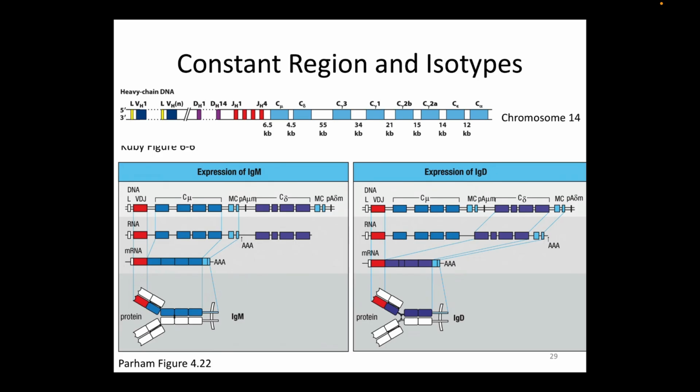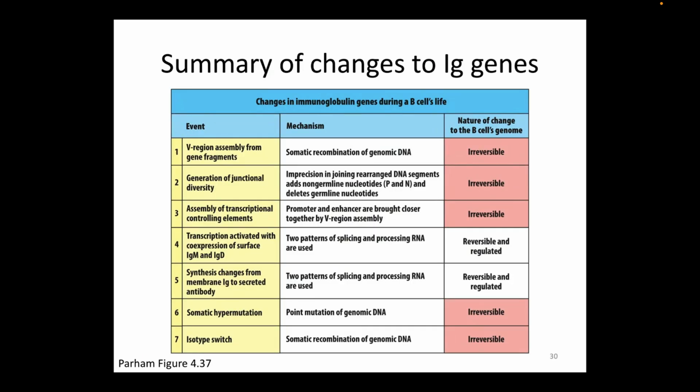So early on in the life of the B cell, it only has IgM and IgD as an option. Otherwise, that B cell will have to undergo some other changes, again, that are happening later in its life, not at the part of its life we're thinking about right now. And so this slide just sort of gives you a summary of some of the changes that happen to the immunoglobulin genes. You can see that we have the recombination of DNA and generation of junctional diversity, which are irreversible changes because they're changes that are happening to the DNA.